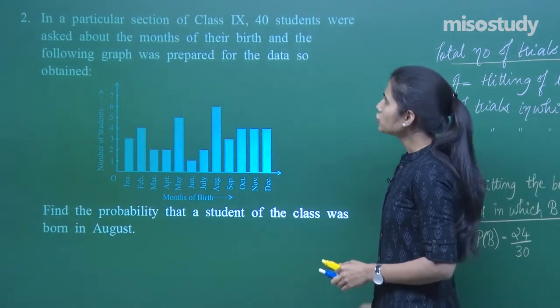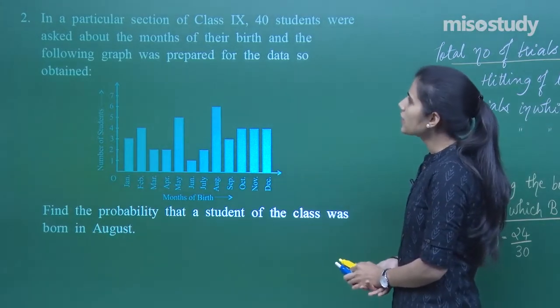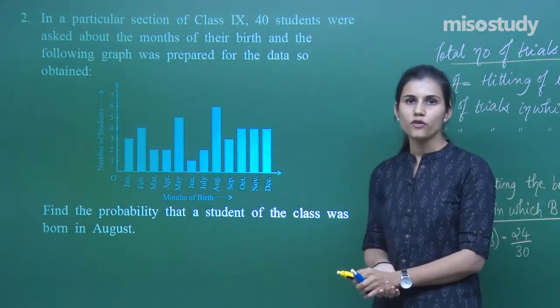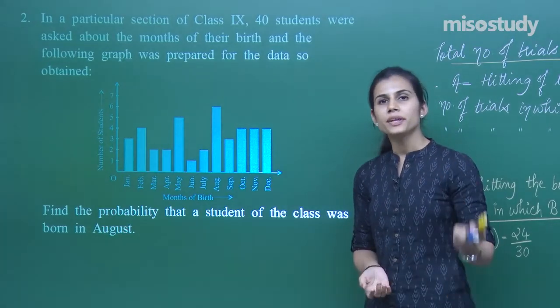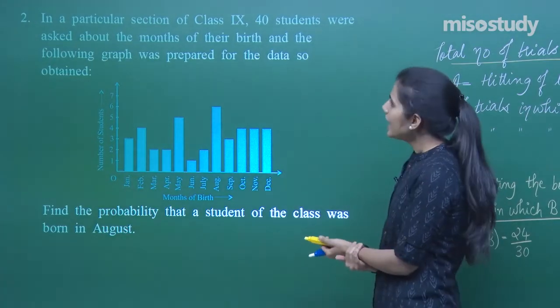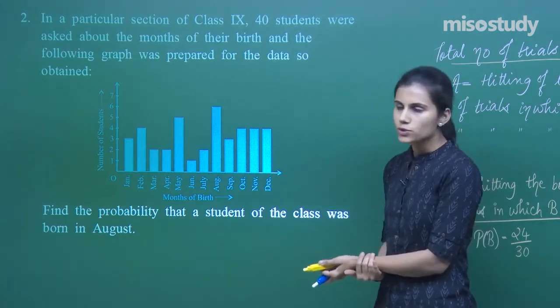In a particular section of class 9, 40 students were asked about the months of their birth. So, there are 40 students in the class. Each student is being asked about the month in which he or she was born. And the graph is prepared for the data so obtained.